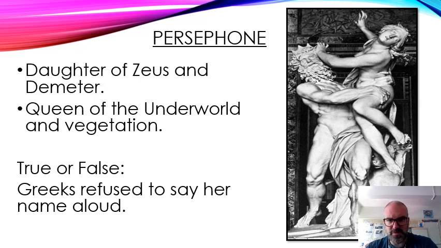Persephone, she's the daughter of Zeus and Demeter. She's the queen of the underworld and vegetation. In the sort of other thing with Guess the God, we talked about the story of Persephone. She's the daughter of Demeter, and her kidnapping by Hades explains the seasons. But true or false, Greeks refuse to say her name aloud. What do we think? True, yeah. Because of her bad luck, and again because of her connection with Hades, the Greeks did not want her name associated. Well, not associated, but they didn't want to say her name and sort of tap into the bad luck that surrounded her.